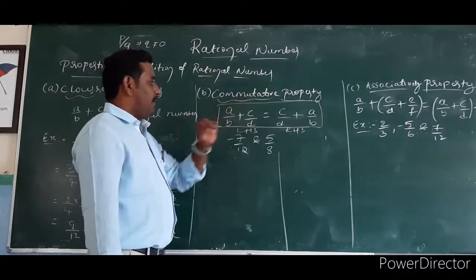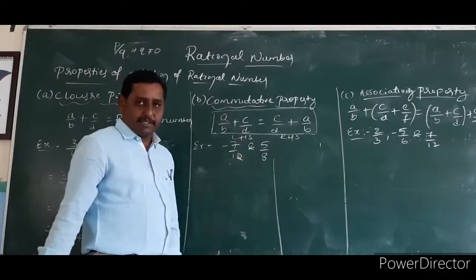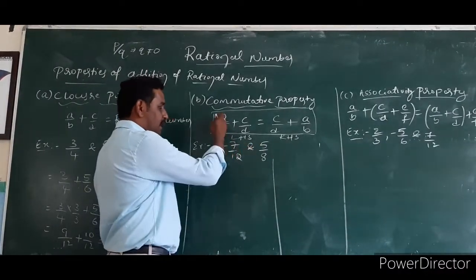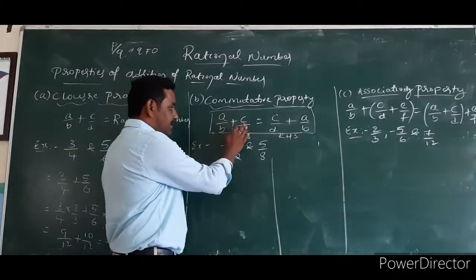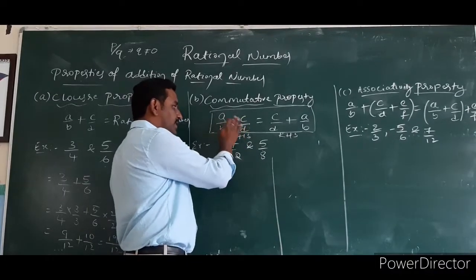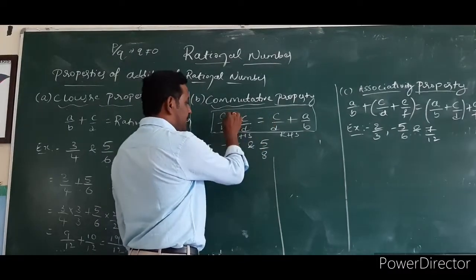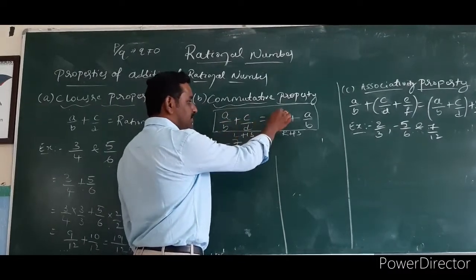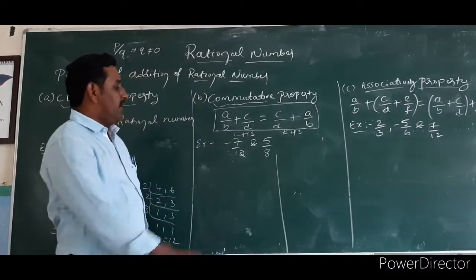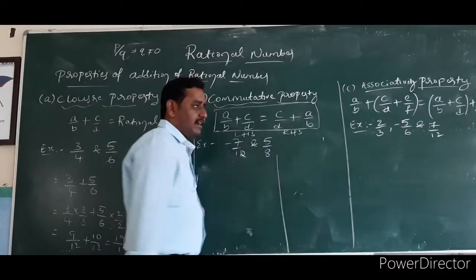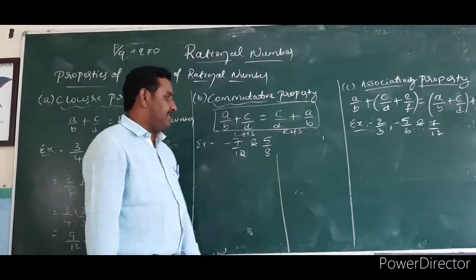Second property, the commutative property. What is meant by the commutative property? If you consider two rational numbers, A by B and C by D, and add them, you can also add them the other way, C by D plus A by B, and you will get the same answer. So A by B plus C by D is equal to C by D plus A by B. The left side of this equation we call LHS, and the right side we call RHS. LHS means left hand side, RHS means right hand side.